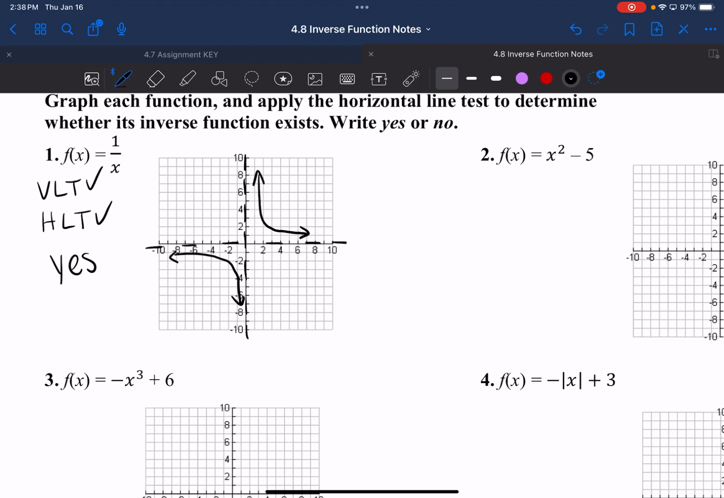Well, the horizontal line test is what's going to tell us about the inverse, but all of these should pass the vertical line test because they're all functions, right? Yeah. So the horizontal is going to be what really determines it for us.